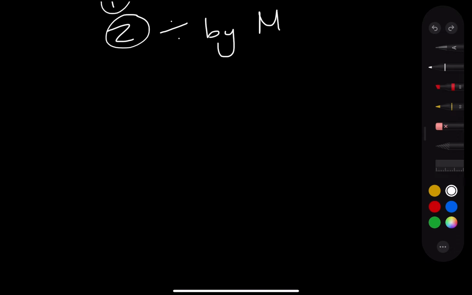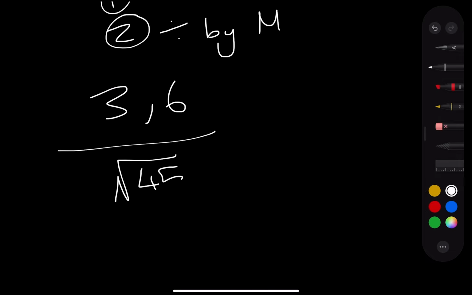You take your components, so 3 and 6, and what you do is you put it over your magnitude, and that's it. That's how you get your unit vector. And what you find is, and I'll probably teach you guys this in a couple of lessons, if you get the magnitude of each individually, they'd add up to 1.